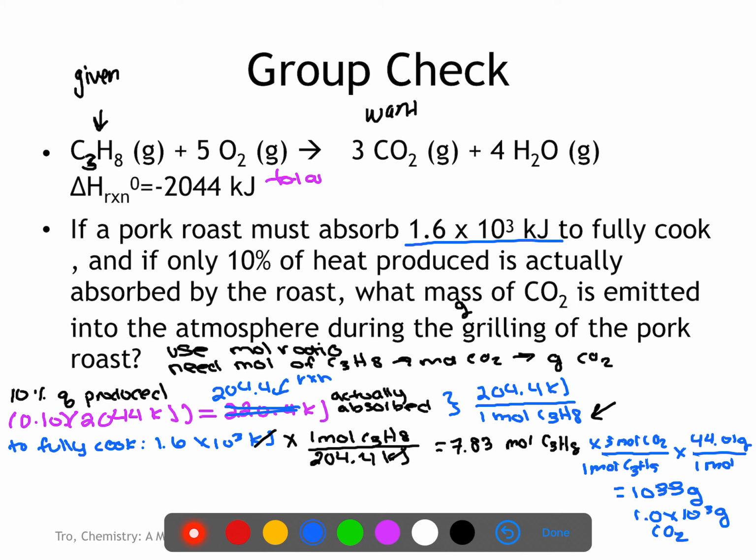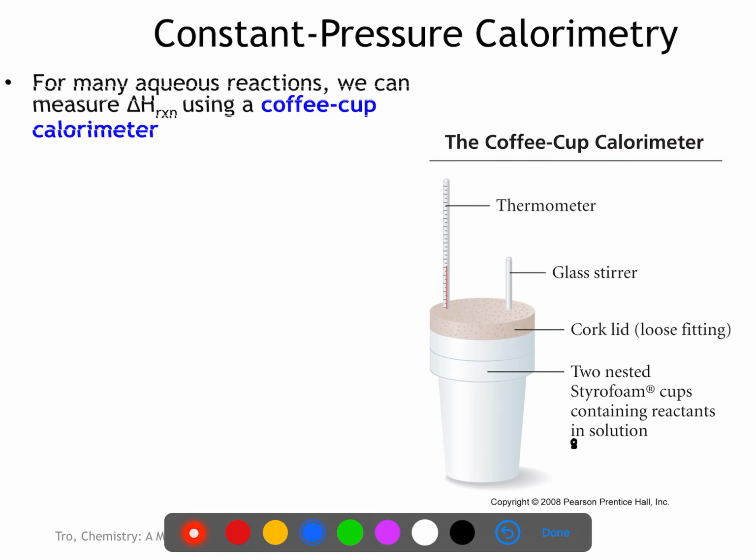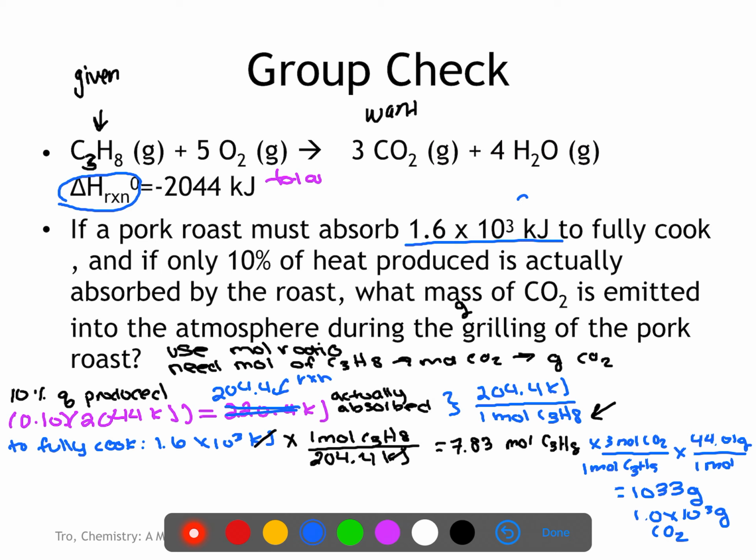And then you're done. So it's always important to know this is always per mole. And this was just in kilojoules. It was just the amount of heat that you needed. So we used those amounts for propane to find the moles of propane, and then it was just stoichiometry and molar mass to get the amount of carbon dioxide.